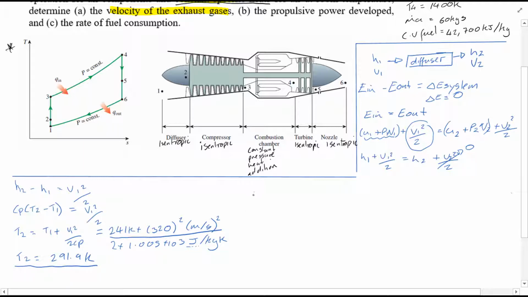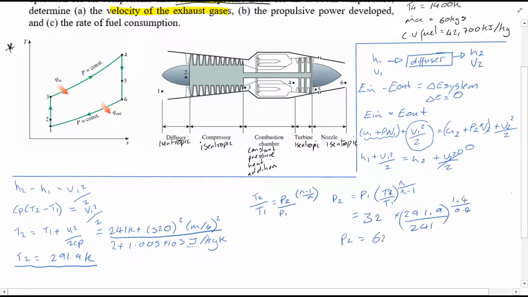Okay, so now we're interested in finding the pressure at 2. So T2 over T1 is equal to P2 over P1 to the power of (n minus 1) over n. Rearranging this, and P2 is equal to 62.6 kPa.